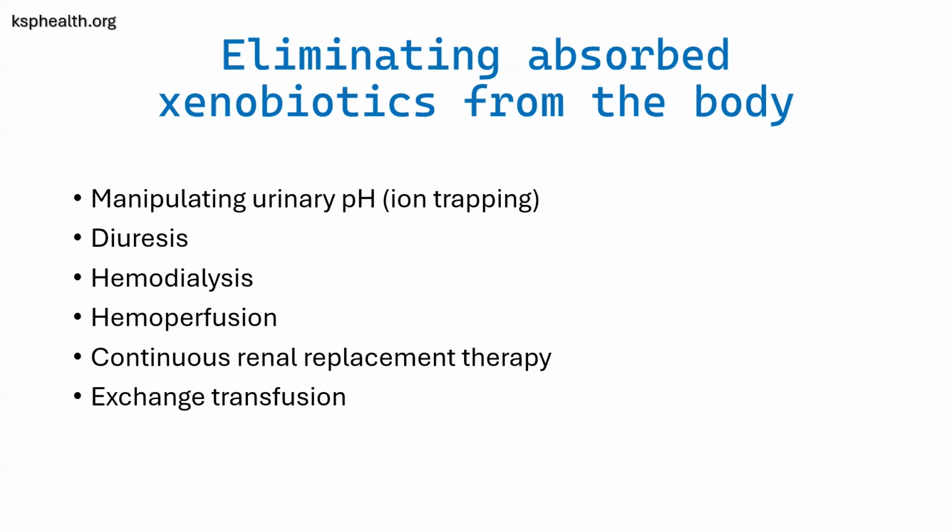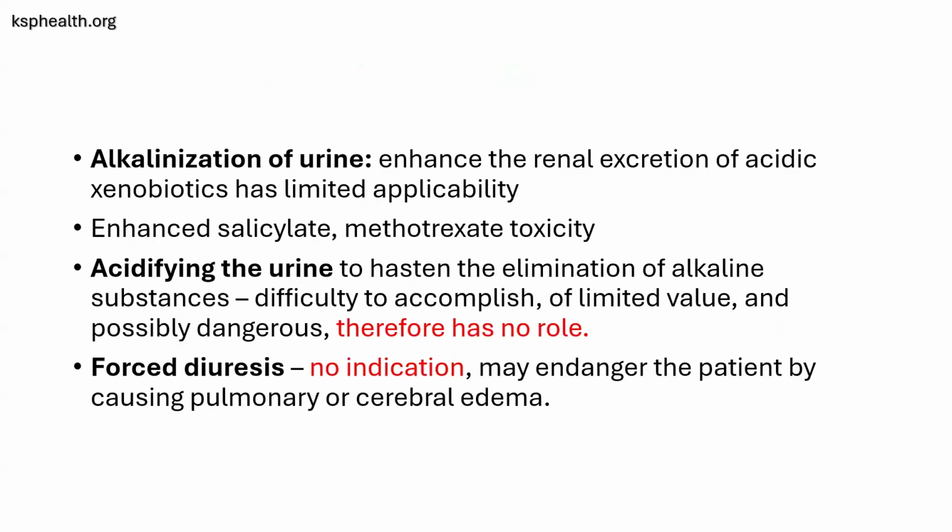Eliminating absorbed xenobiotics from the body: how to eliminate it from the body? Either by manipulating urinary pH, that is called ion trapping, or forced diuresis, hemodialysis to remove xenobiotics, hemoperfusion, continuous renal replacement therapy, or exchange transfusion. How to manipulate the urinary pH? Number one, alkalinization of urine. It enhances the renal excretion of acidic xenobiotics. It has limited applicability. We do use alkalinization of urine in patients with salicylate toxicity and methotrexate toxicity routinely.